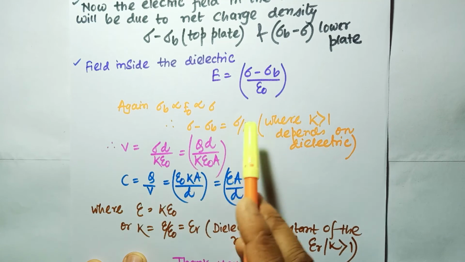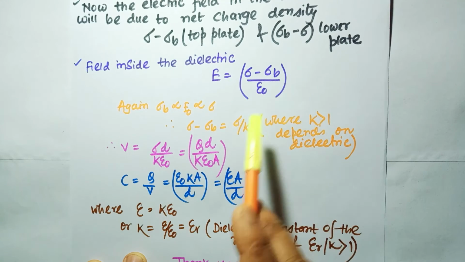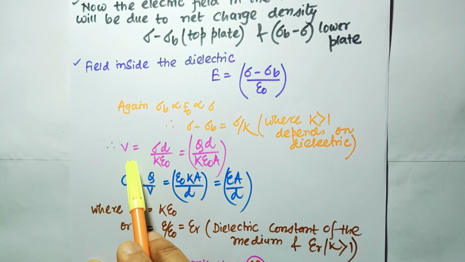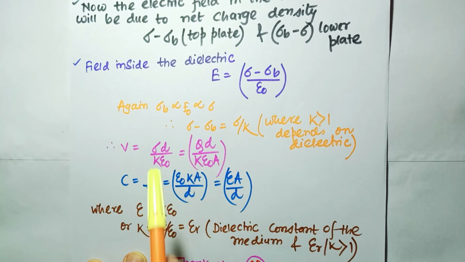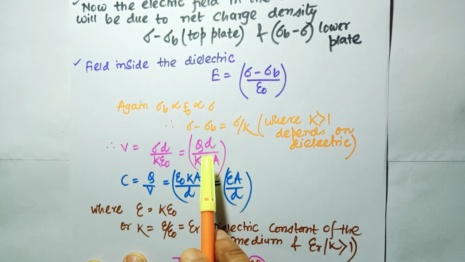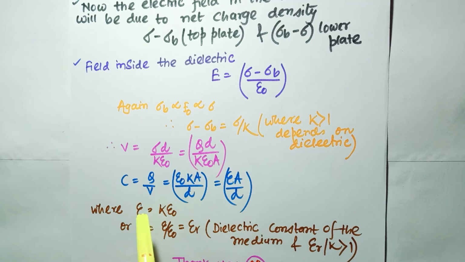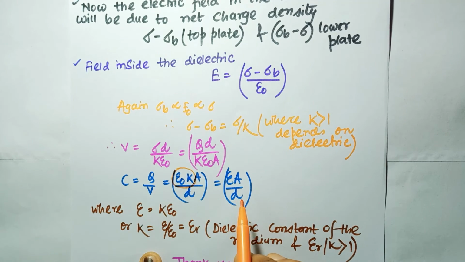After replacing the value of sigma minus sigma b, we can also define that V is equal to E times D. In place of sigma minus sigma b, we put sigma by k, so the potential becomes sigma d by k epsilon naught. Now we put sigma equal to q by A, where A is the area of the parallel plates. So it comes out to be q d divided by k epsilon naught A. So the capacitance, C equal to q by V, comes out to be epsilon naught k A by d.